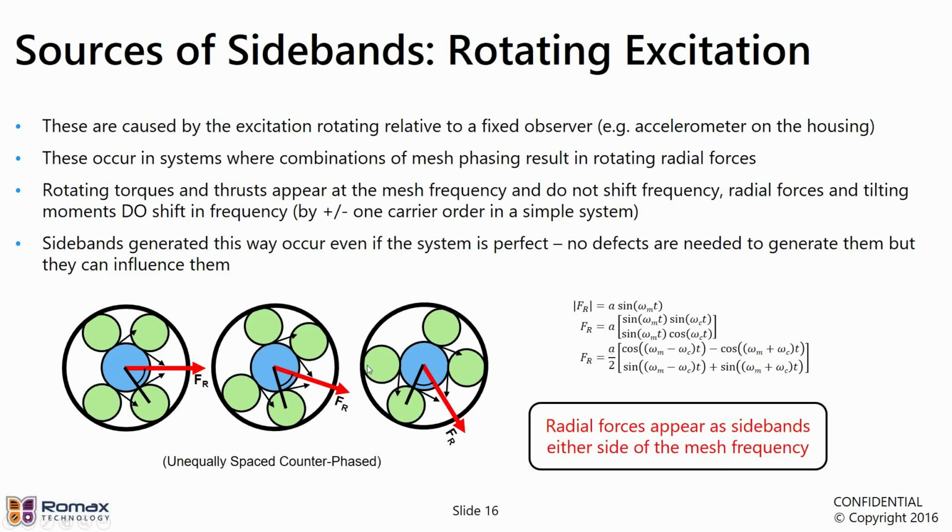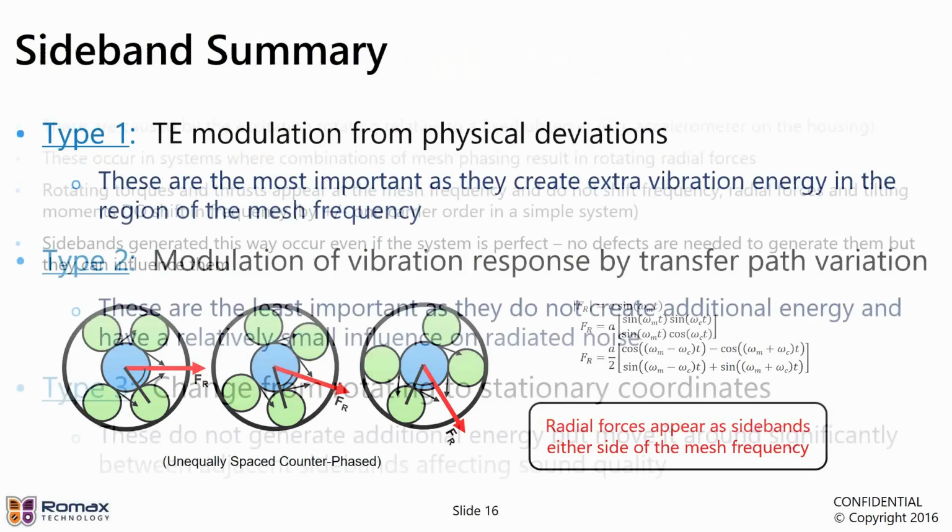But this is only for the radial forces. The torsional forces and axial forces along the length of the shaft do not shift because they're not seen by the system as rotating. So we get a mixture of those two things. And one very important thing here is that these frequency shifts occur even if the system is perfect. We don't need any manufacturing errors. No defects are needed to generate them, although defects do have an effect on them and also on the sound quality. But even in a perfect system, you would still see this shift in frequency due to this effect, and therefore it's very important for us to consider.